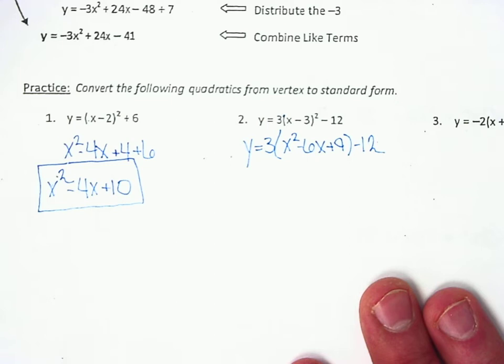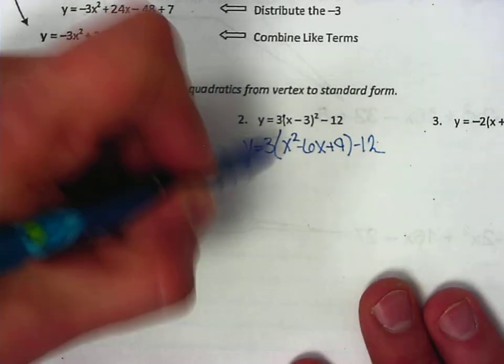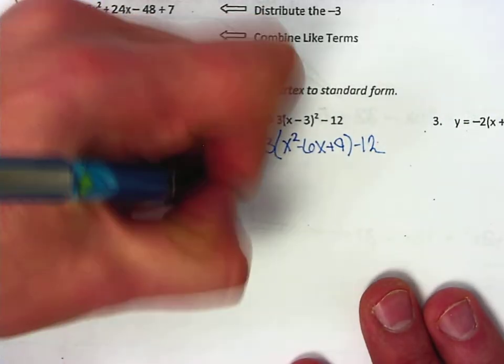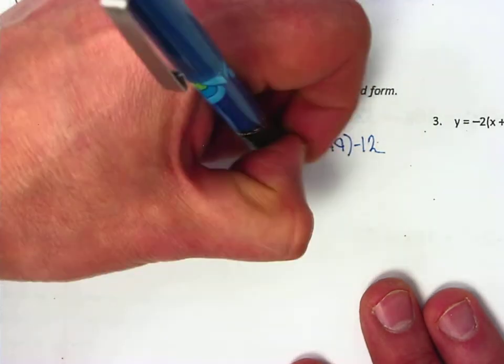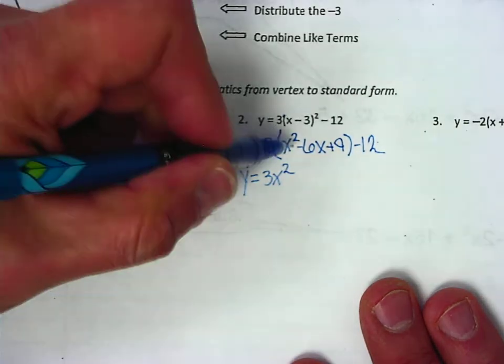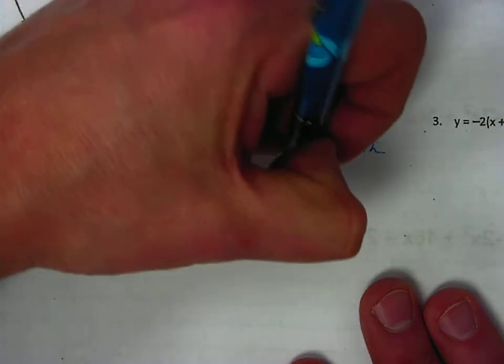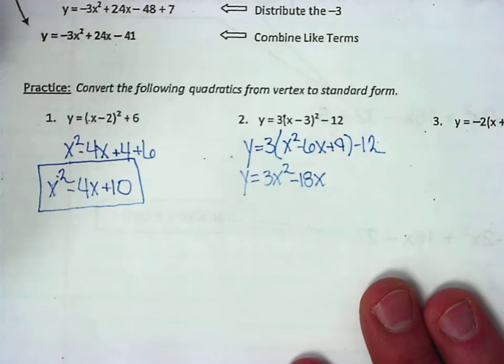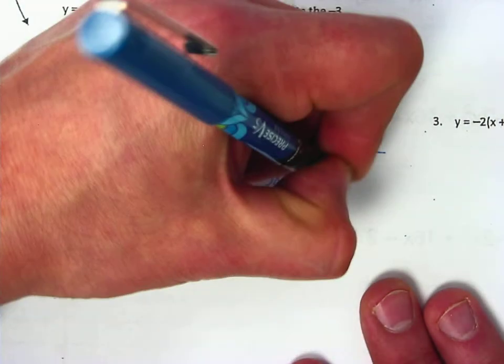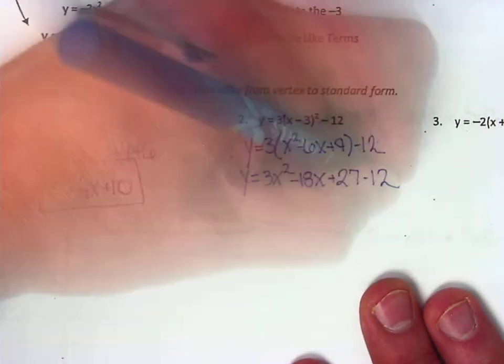Now I just use PEMDAS, and I'll multiply everything in the parentheses times this 3. So my equation then becomes 3 times x squared, which is 3x squared. 3 times a negative 6x is a negative 18x, and 3 times a positive 9 is a positive 27, with minus 12 at the end.